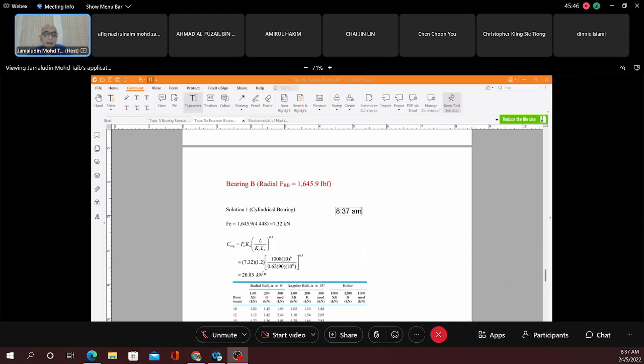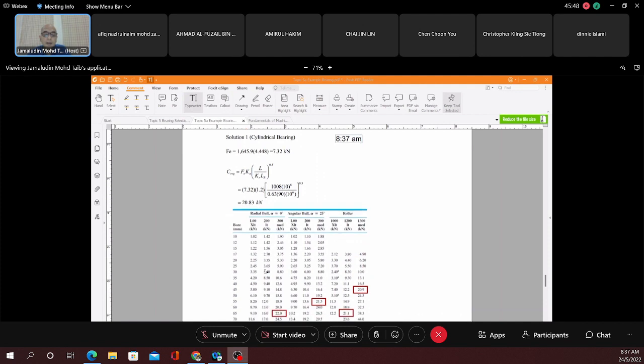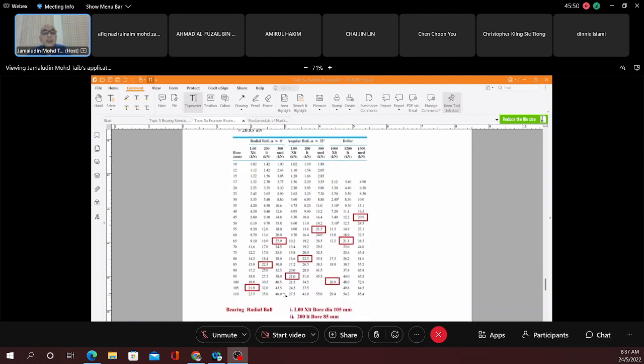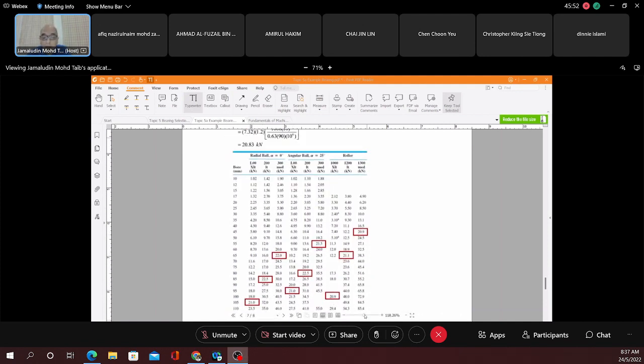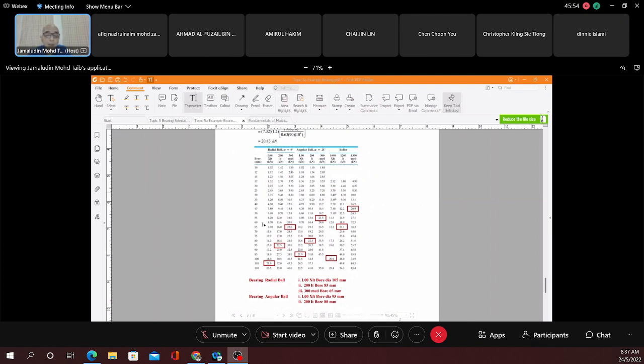Okay, 20.83. We have all these solutions, 20.83, make it smaller now. Okay, 20.83, the first one will be 21. Radial going to be 105. The 200 series going to be 22.5, 85 diameter. 21, 20.3, which is 22.65. That will be the solution for the radial.